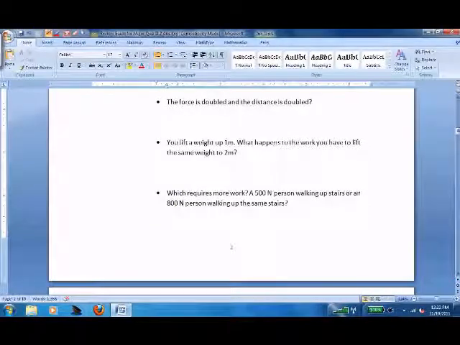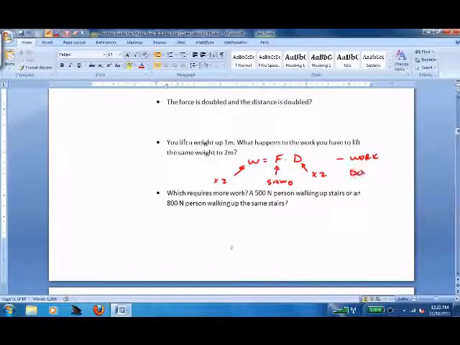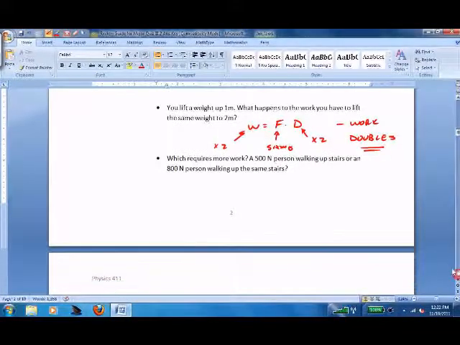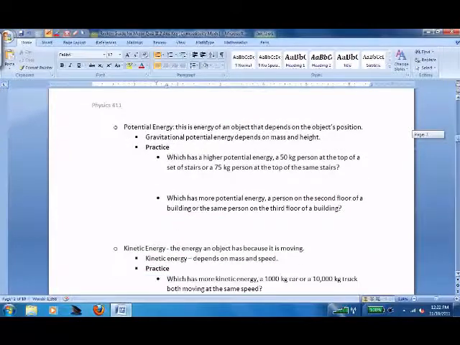Lift the weight up 1 meter. What happens to the work if you have to lift the same weight up 2 meters? Very simple. Work is force times distance. You lift a weight up, this stays the same. Distance goes up by 2, therefore the work has to go up by 2. Work doubles. I'll let you do the next one on your own.